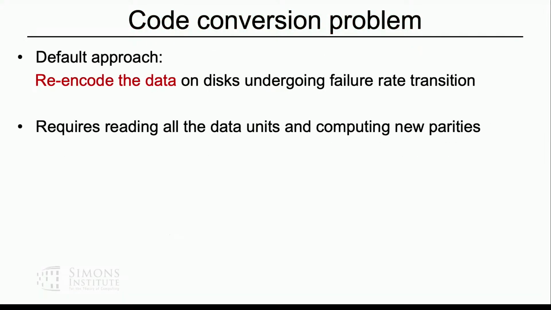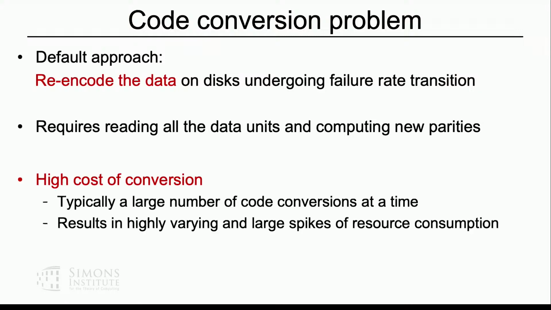So the naive or default way of doing this would be re-encoding, right? You have the data blocks, you read the message part of it, re-encode and write the new parity blocks. However, this requires a lot of reading, right? You have to read all the data blocks and create the new parities. And often, a large number of these stripes or encoded blocks will have to be changed, because when, let's say, the failure rate of the underlying disks changes, there will be lots of data that needs to undergo this conversion. And this can result in spikes in the resource consumption in the cluster.